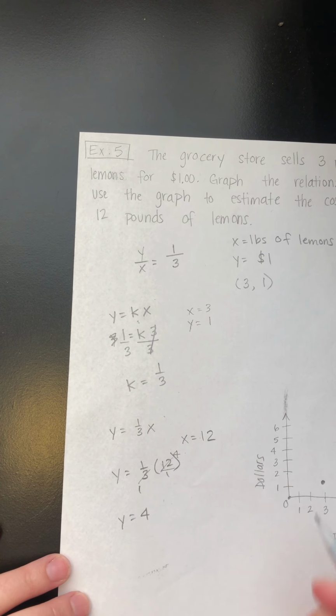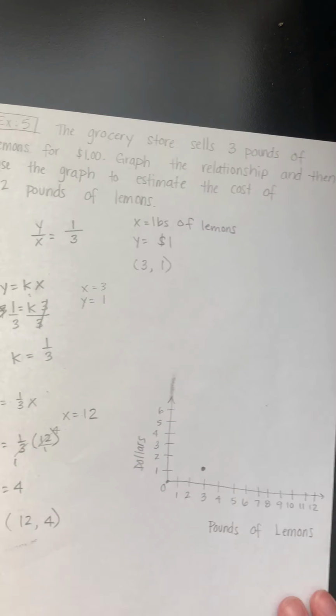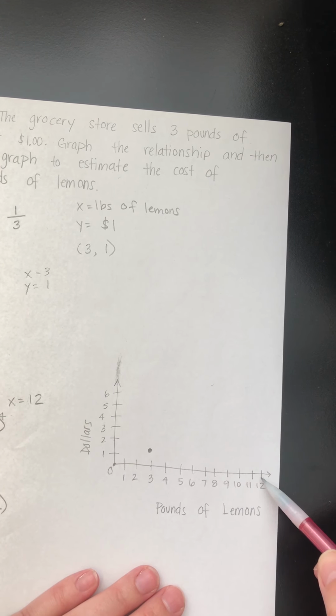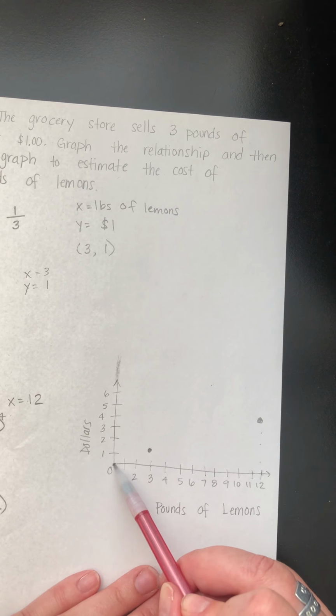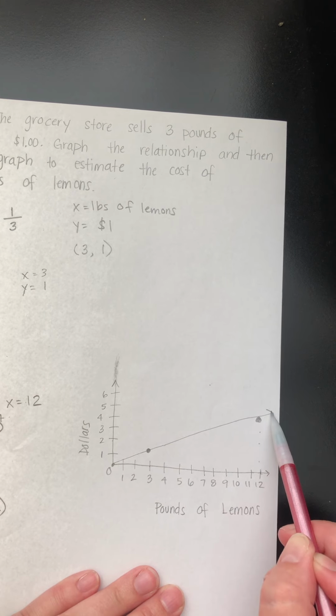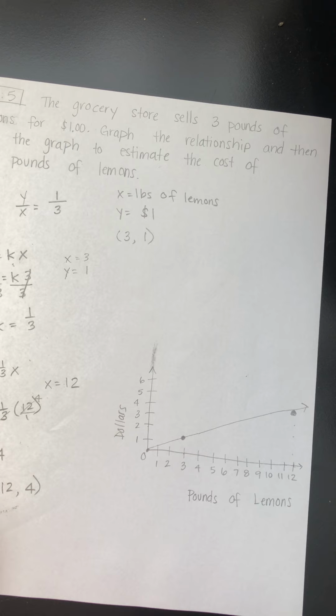So we know what x is, we know what y is, we have an ordered pair. 12, 4. So if we want to find out how much it's going to cost to get 12 pounds of lemons, go over 12 spaces on the x-axis and up 4 on the y-axis. And that's going to give us our point, and you can draw your graph. And there you go. All right, so I'm going to have you do the practice questions, A through I. And if you have any questions, let me know.